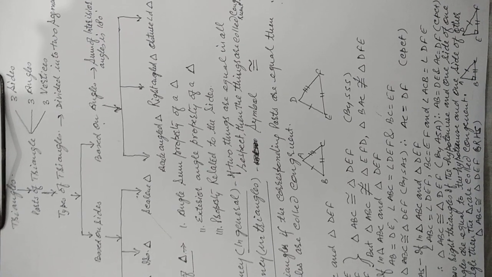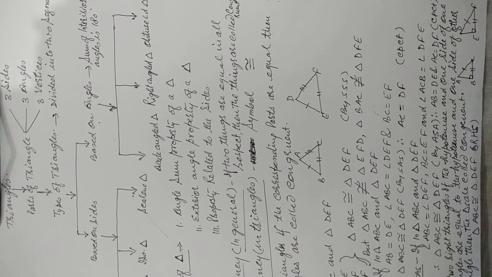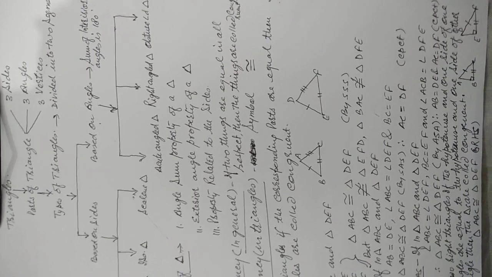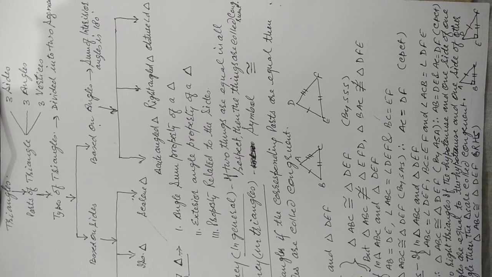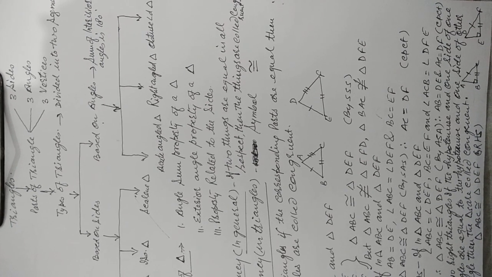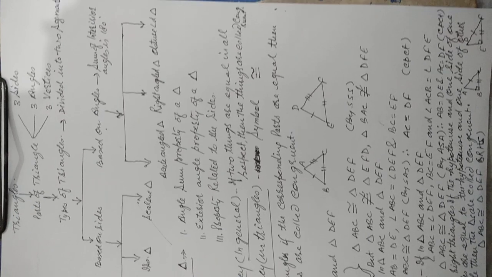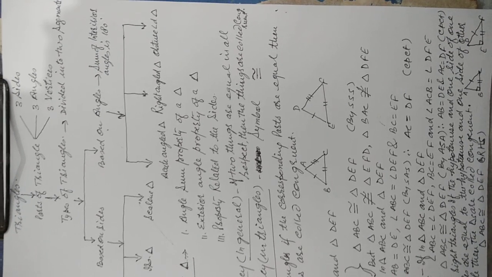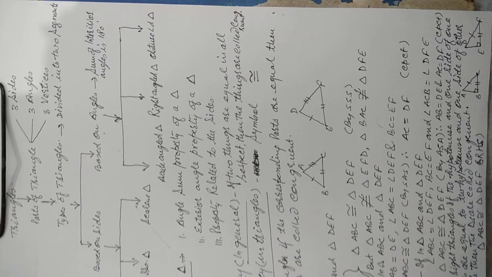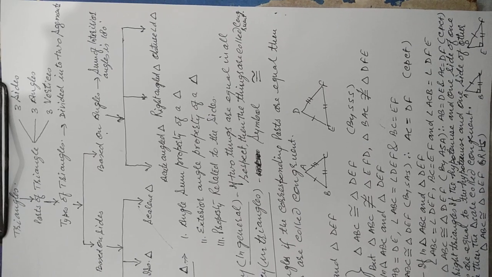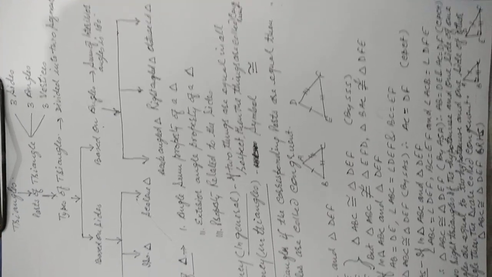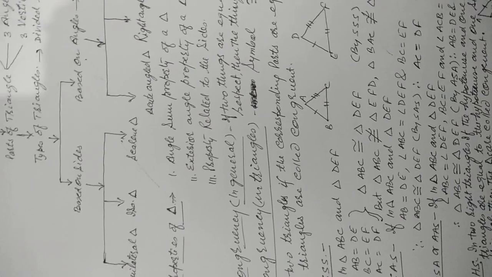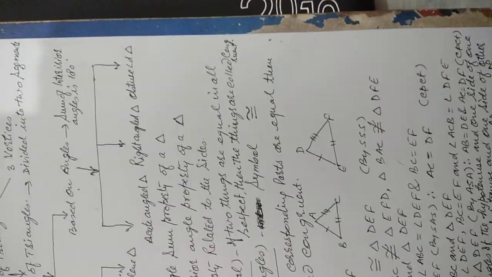Regarding the parts of triangle, as we know that each and everything has its own parts. So in the same way, the parts of the triangle contain three sides, three angles and three vertices. Now we come to the types of triangles. The types of triangles are divided into two categories: first one based on sides and the second one based on angles, right?